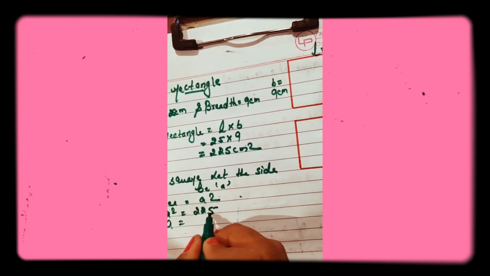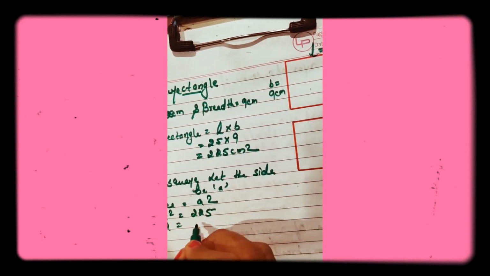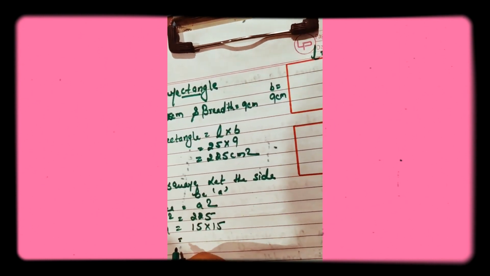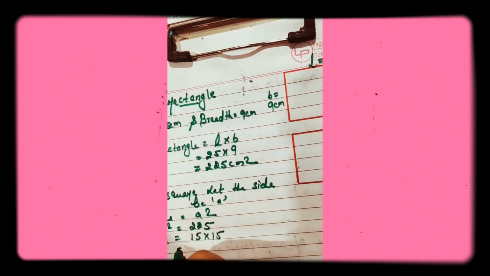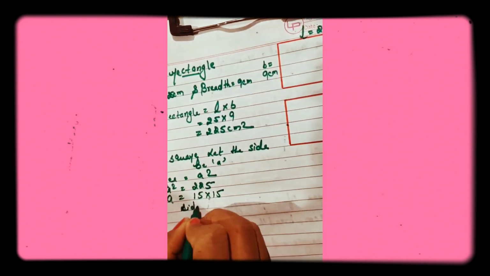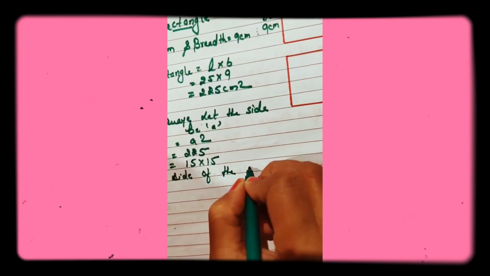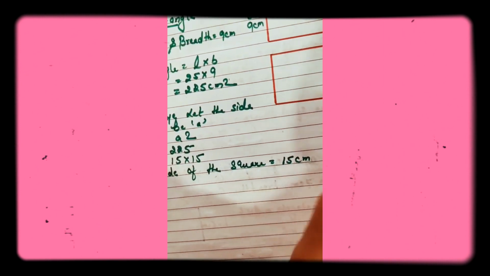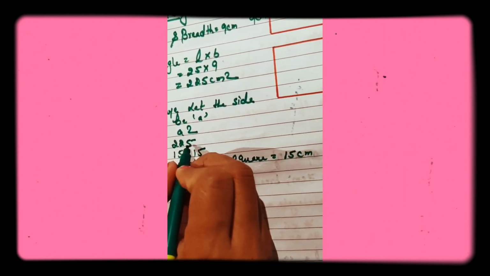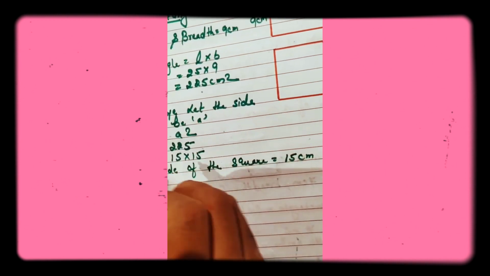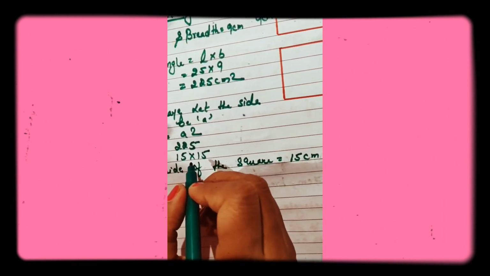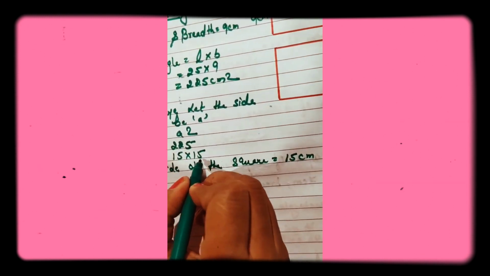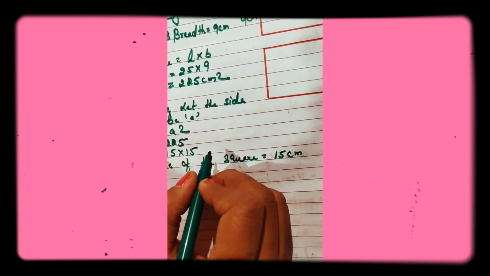And here given A square equal to 225. So A equal to 15 multiplied with 15. It means the side of the square equal to 15 centimeter. Don't be confused. 225 we will find out in the root system. So simply, you know, 15 table, 15 multiplied with 15, 225 will come. So we have to find here one side. So one side of the square is given equal to 15 centimeter. Understood?